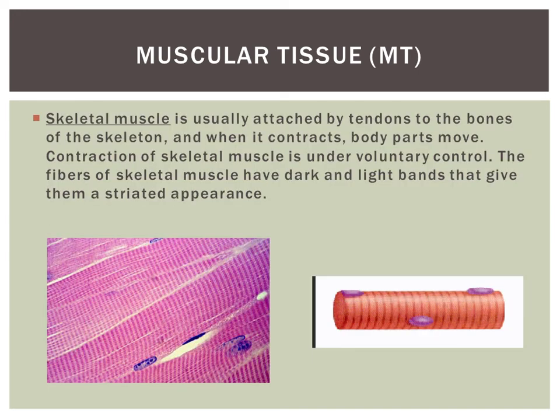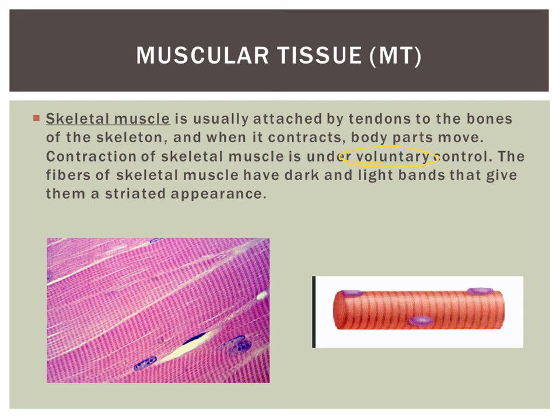Three types of muscular tissue. The first one is skeletal muscle. Skeletal muscle is attached by tendons to the bones of the skeleton, and when it contracts, it causes body parts to move. So this is how you move your body consciously. Contraction of skeletal muscle is under voluntary control.